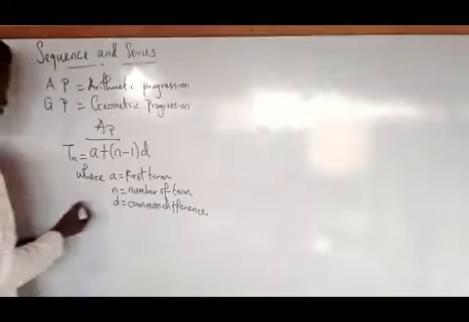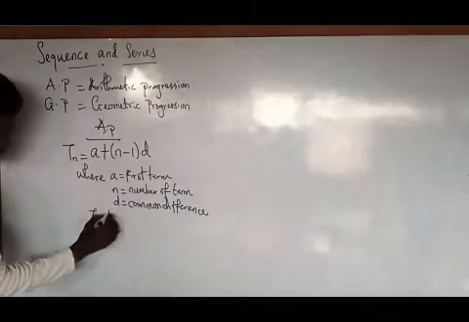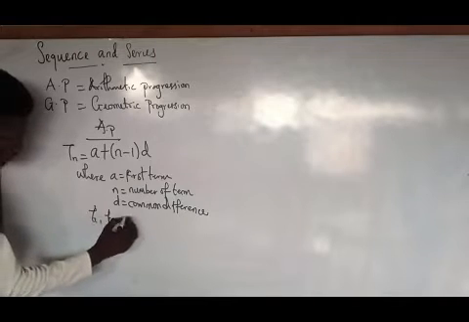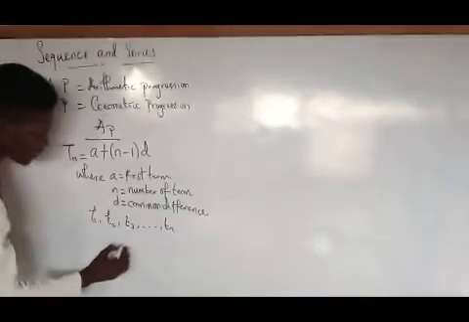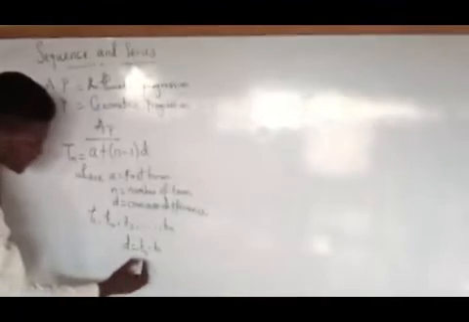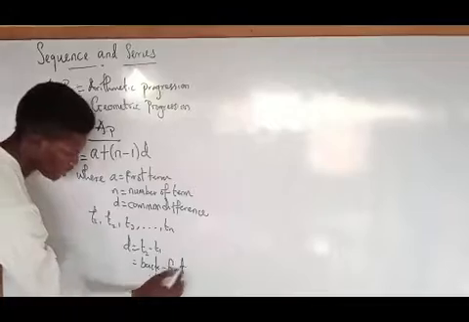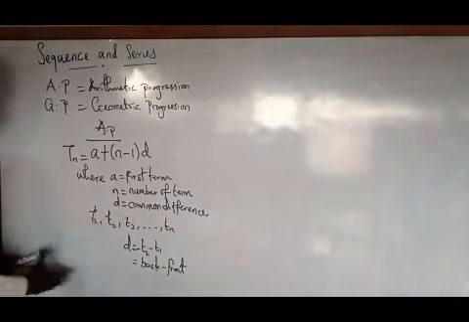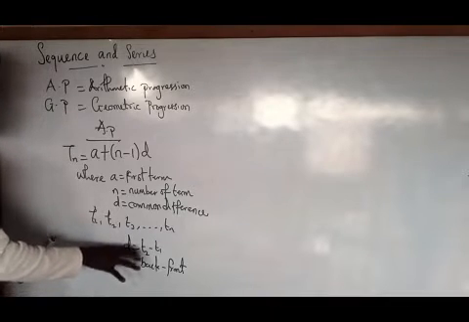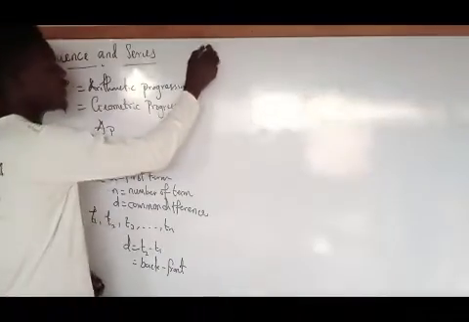So if I have a series T1, T2, T3, up to Tn, the common difference will be T2 minus T1, that is back minus front. Alright, so don't forget, back minus front will give us the common difference. So if I want to find the common difference of any series, what I'm going to use is T2 minus T1.